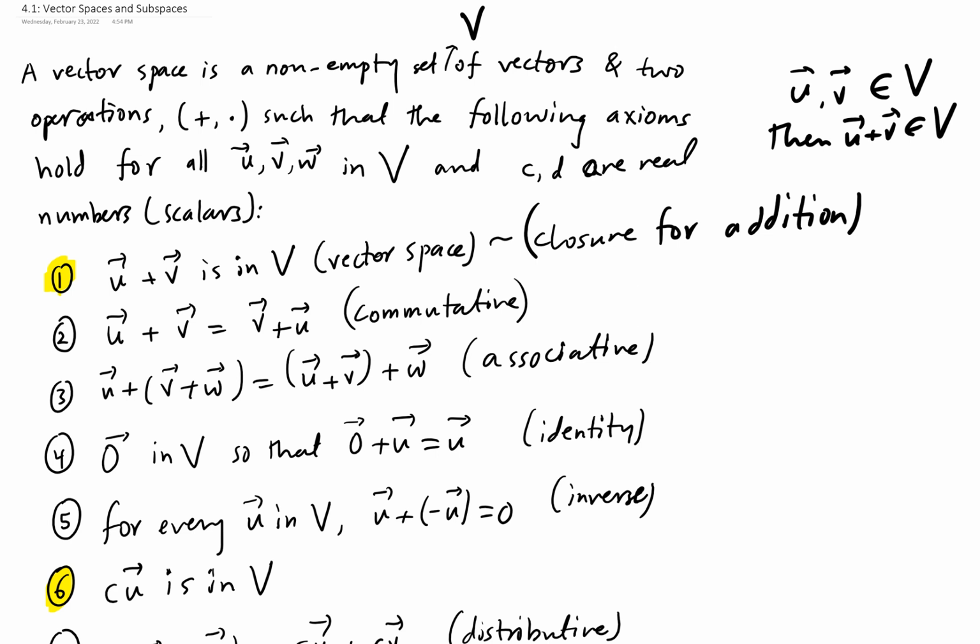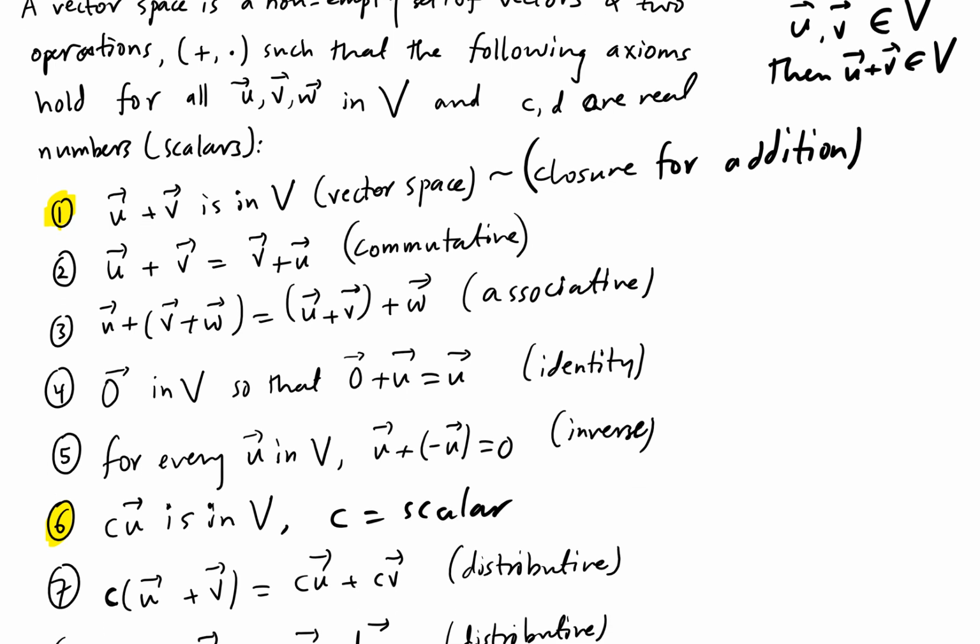Number 4, zero vector in V, so that if you take any vector u in V and add 0 to it, that returns vector u back. That's called identity. For any vector u you choose in V, u plus its opposite or inverse will give you 0. And cu, or c times u, must always be in V. Again, c is a scalar, a real number. And if you have a scalar multiplied by u plus v, you can distribute: c times u plus c times v.